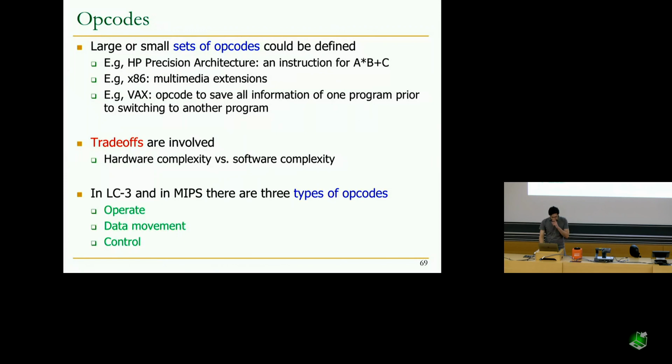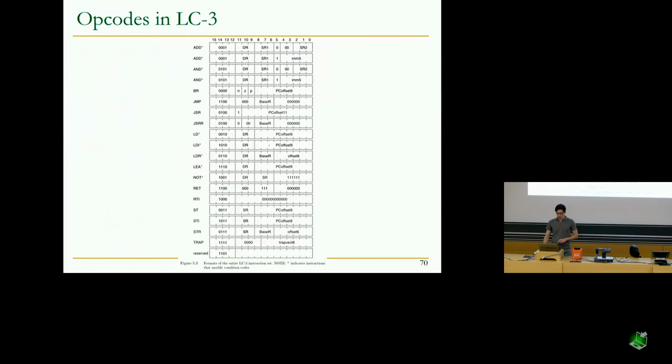Okay. We're going to see that there are, something that we have already mentioned, 3 types of operations, 3 types of opcodes. They identify operate, data movement, and control instructions. These are the instructions in LC3, the instruction encodings in LC3. And as you already know, the 4 most significant bits are the opcode.